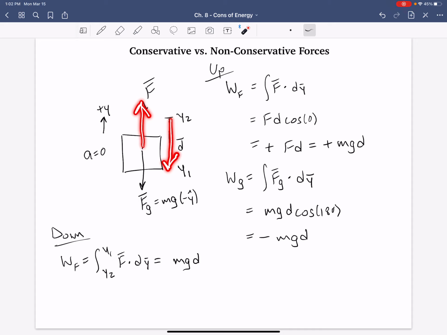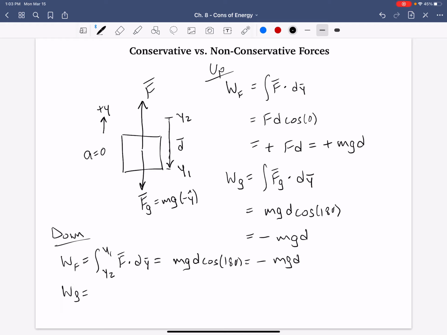You can think of this as your hand still being on the bottom of this object, but you're just lowering your hand, right? You're bringing this box down towards the ground. So you're still applying a force upwards, right, against gravity, but you're just lowering it. So now it's cosine of 180. And so in this case, it's negative mg d for the work done.